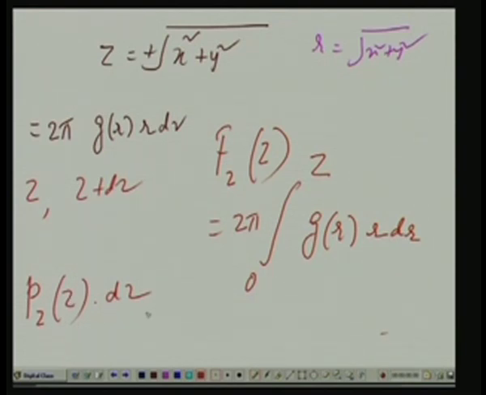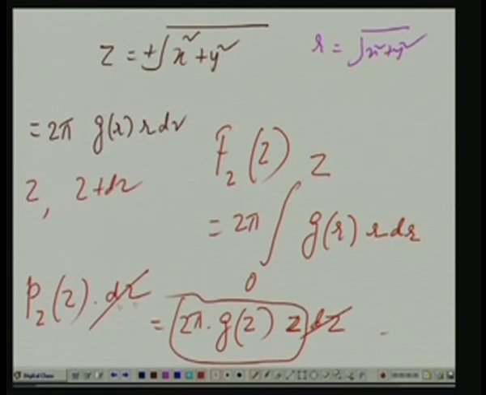But what is it? As this goes from capital Z to capital Z plus dz, we have seen it corresponds to that strip between two circles, the annular strip. There the probability is 2 pi G of R, here R is capital Z. So, 2 pi G of Z, then R is again Z, and dr means dz, and you can cancel dz from both sides. So, this is the function 2 pi Z G of Z.